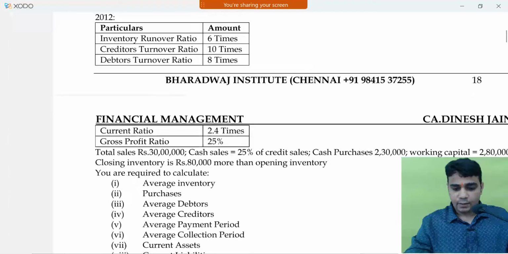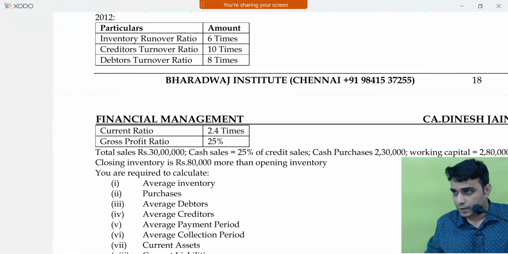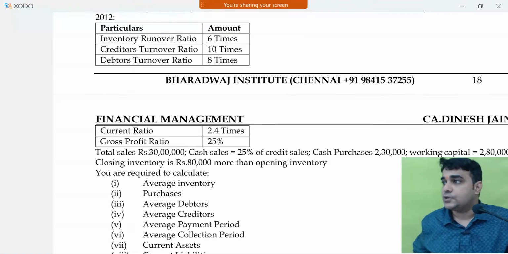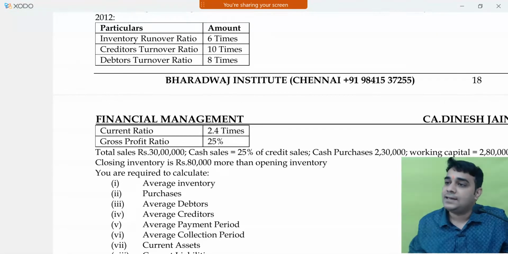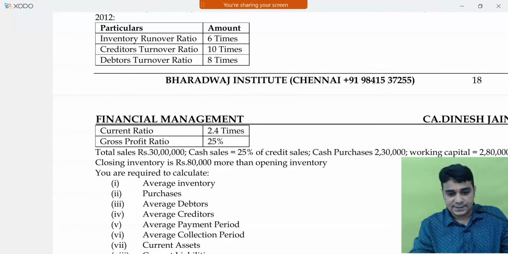Now this is one type of question where you are required to prepare a balance sheet. This is in fact trickier. What we have done till now is trickier. The second part of the questions is where they'll ask you to calculate some missing data or some ratios. This is easier to do.